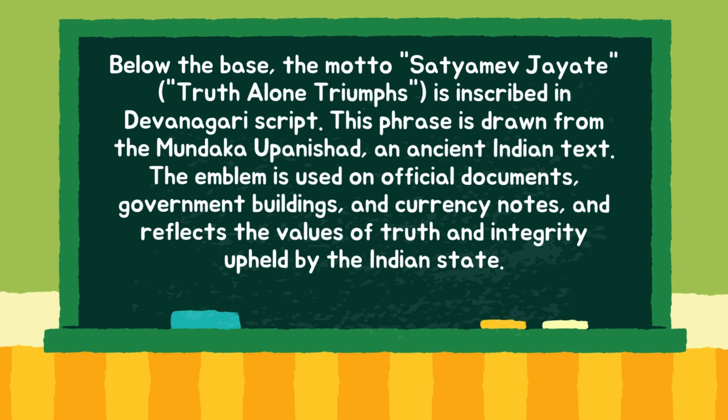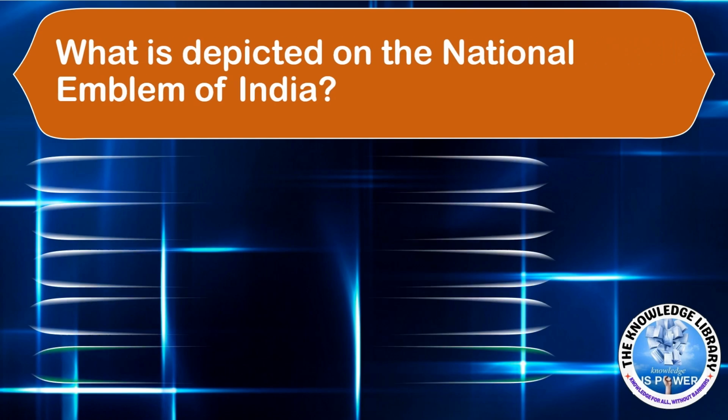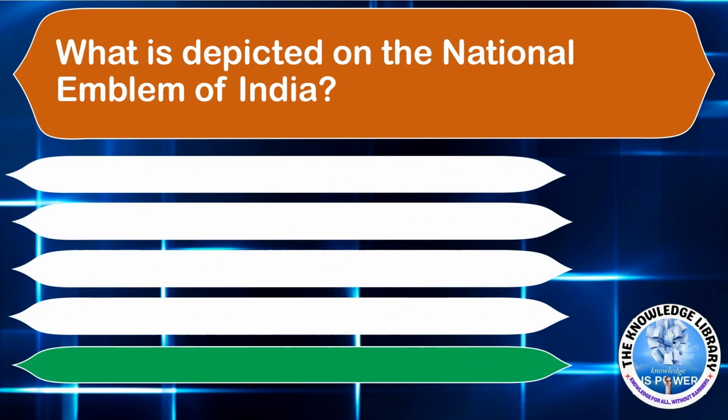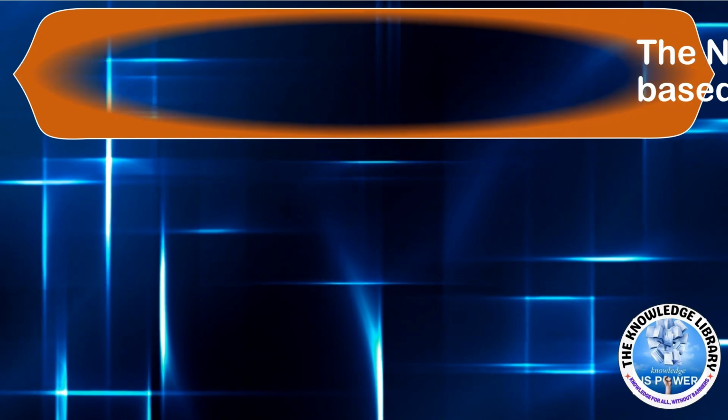Now, let us move on to the MCQs. The first question is: what is depicted on the national emblem of India? Option A, an eagle. Option B, a lion. Option C, a tiger. Option D, a bull. The correct answer is option B, a lion. Move on to the next question.